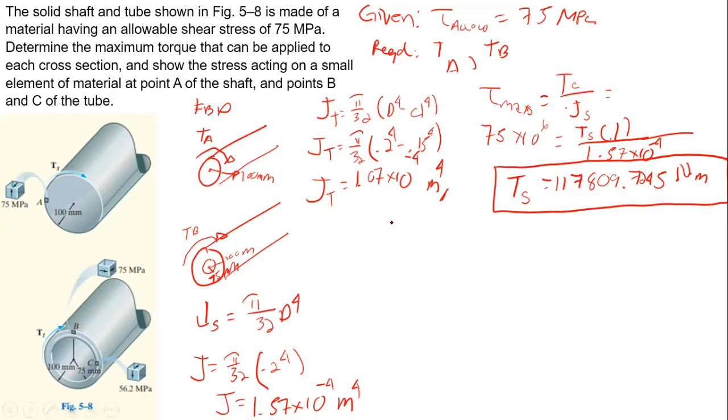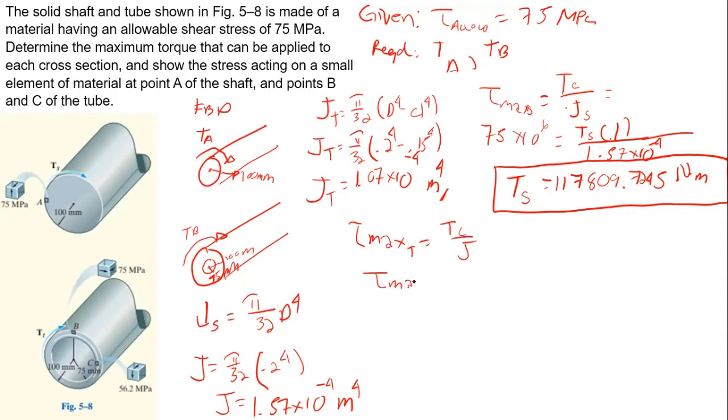So next naman, pinapahanap naman is for shaft ay for the tube. So alam natin formula, tau max for the tube. Ito yung TA natin, yung TS natin, ito yung TA. So tau max natin for the tube, same formula, TC over J.